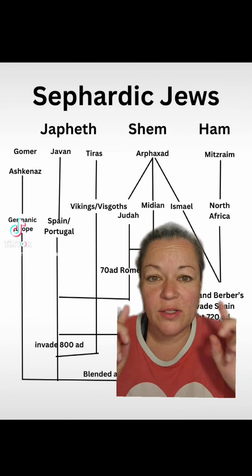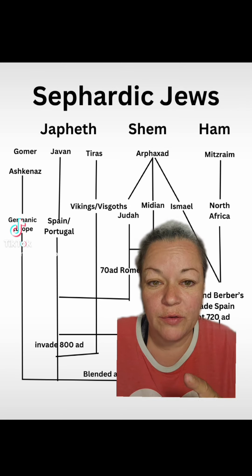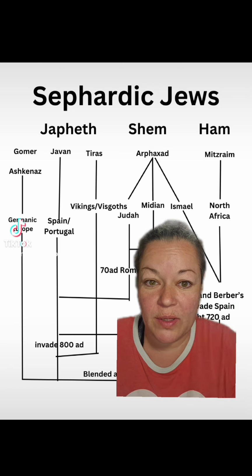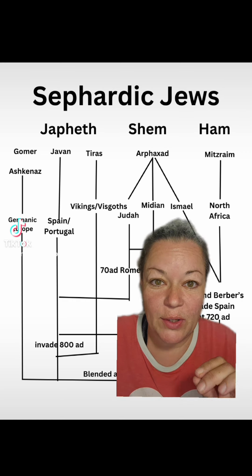Today I'm talking about how the Sephardic Jews came to be. Yesterday's video was on the Ashkenazi. If you missed it, check it in the playlist, the one before this one. I worked on this chart for hours. It's convoluted, but here's how it goes.